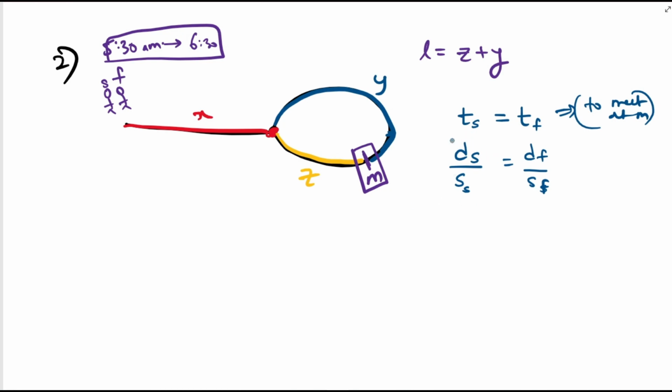So let's calculate the distances. What is the distance actually traveled by the slow runner? If you see in the diagram, it is x, right? As the slow runner will be coming over here, then it will be traveling across the loop, across the whole loop.